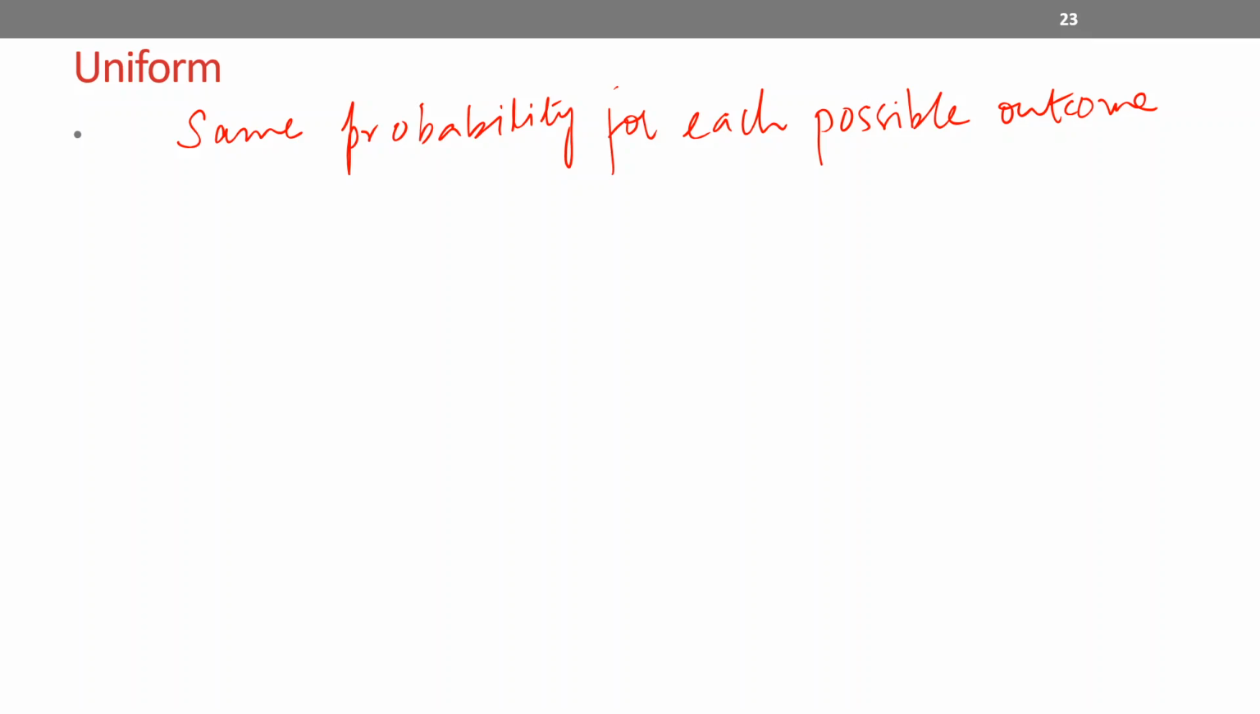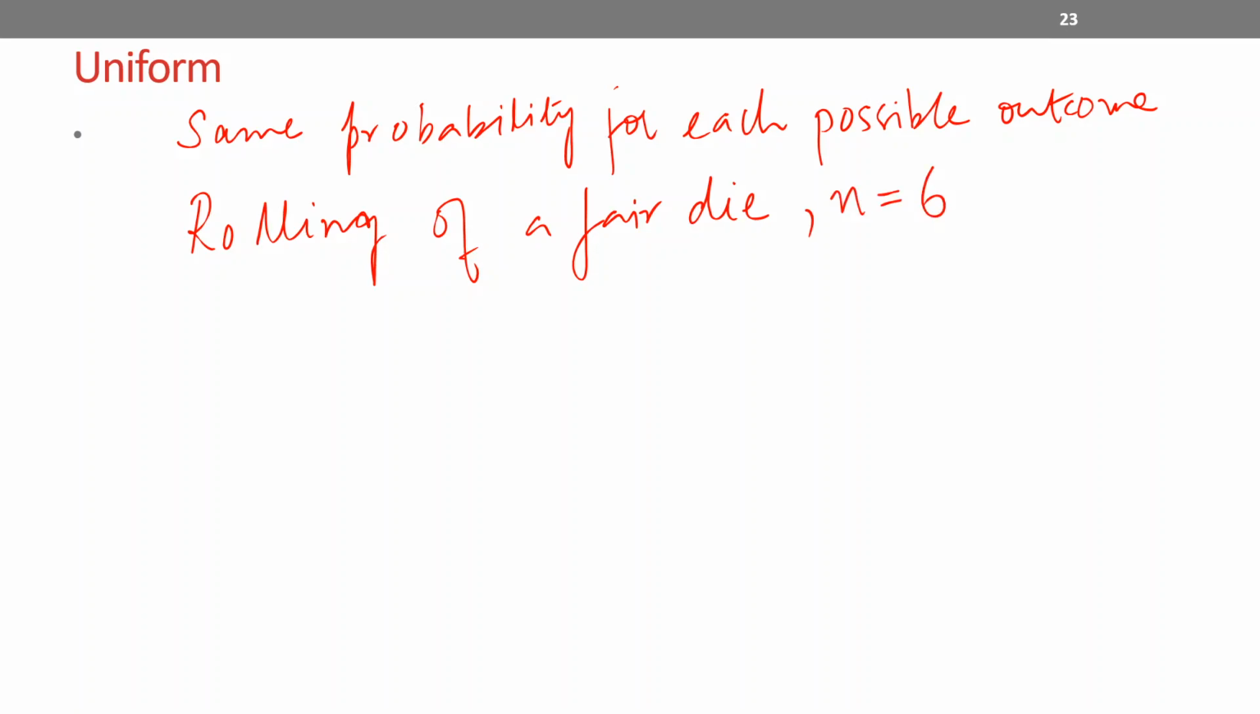For example, rolling of a fair die, right? So if we think about the rolling of a fair die, it's a uniform random variable with n equals 6 because we have 6 possible values.